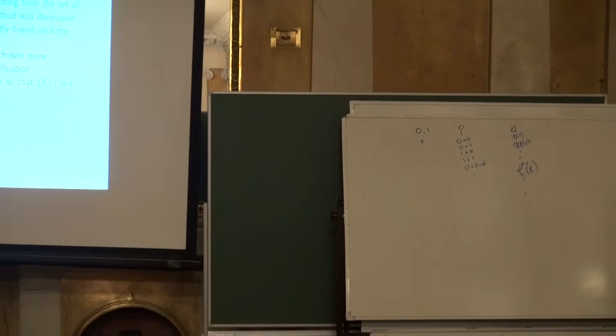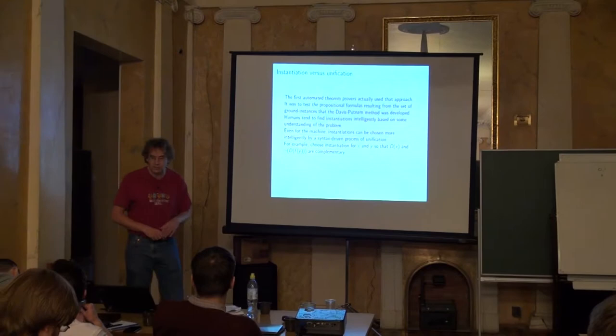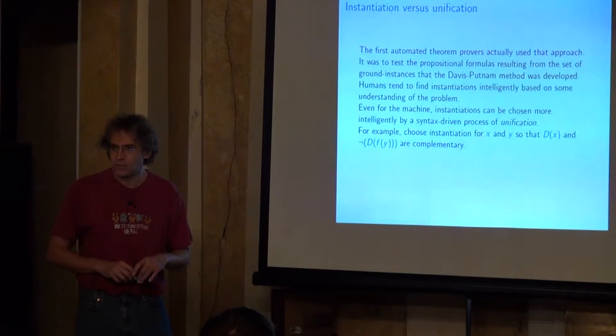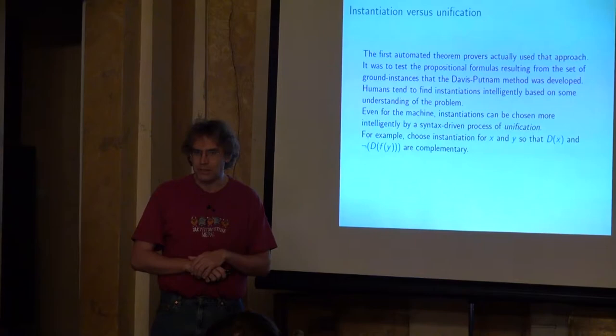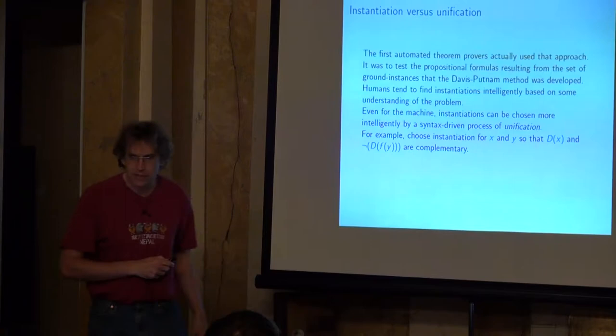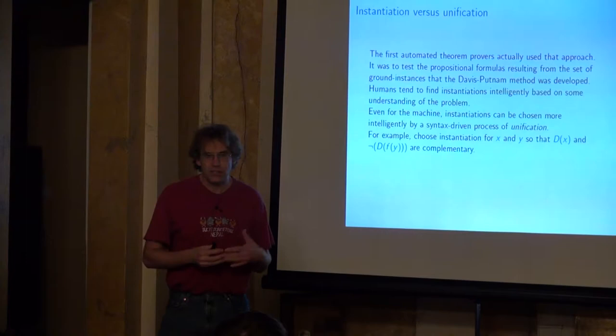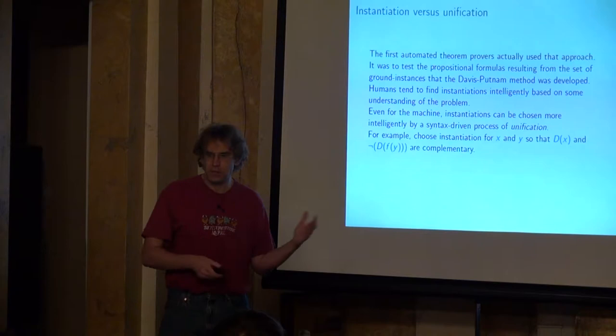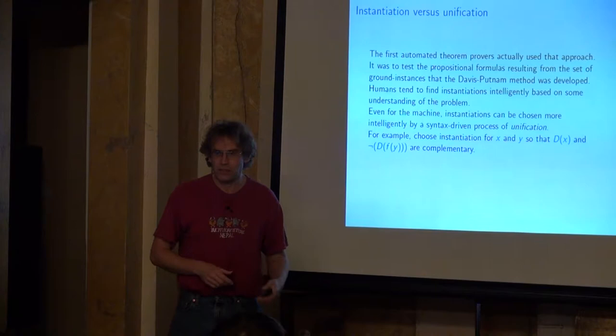And naive as it is, this was actually how the very first automated theorem provers back in the 1950s worked. So they would take a formula and enumerate ever increasing sets of ground instances until they got a propositional contradiction. And that was actually where the Davis-Putnam method arose. So the Davis-Putnam method wasn't really intended for solving satisfiability in propositional logic because that was an inherently interesting problem. It was just meant to solve the sub-problem of testing satisfiability of these big conjunctions of instances.